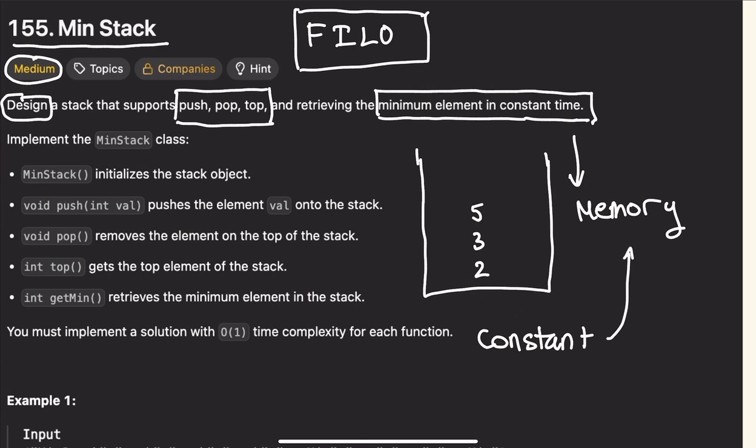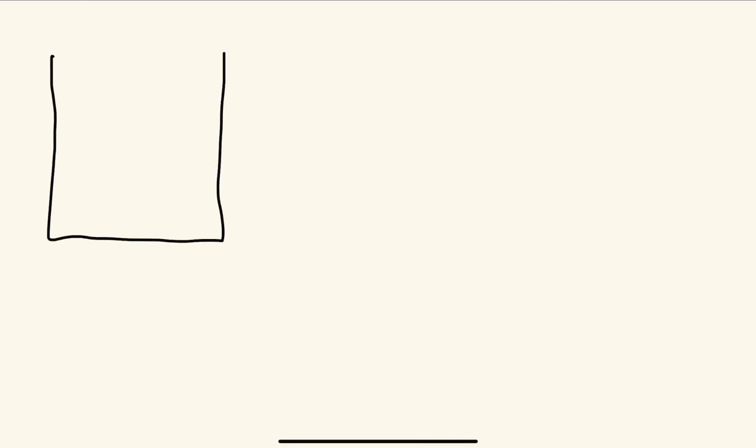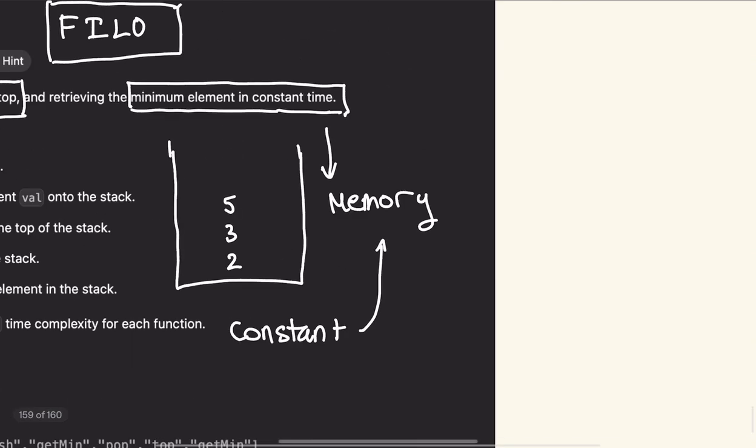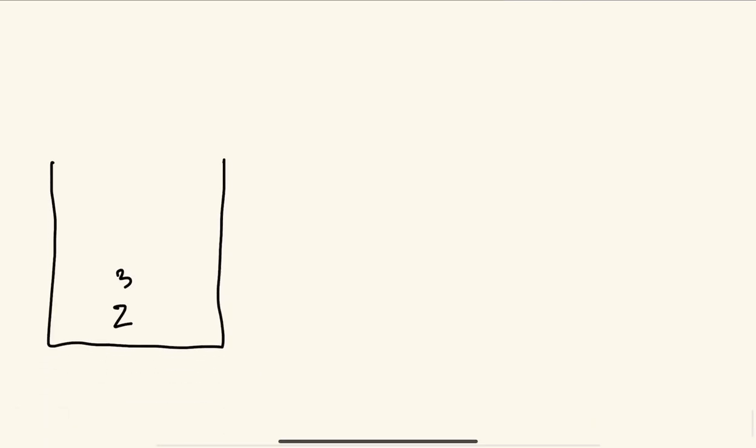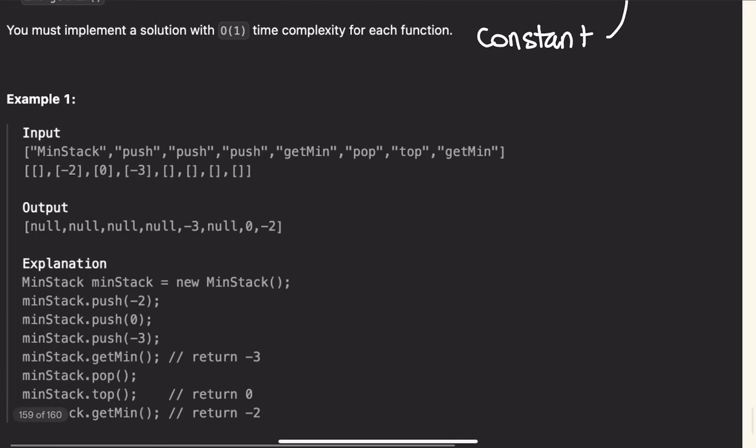So let's get back to how I can come up with the idea for this one. Basically, we're going to have, let's see, 2, 3, 5, 1, and 6. So here's our stack. The pop, the top, and the push are pretty similar, so I'm not going to talk much about that. I'm going to talk about getMin, which is also the name of this problem.